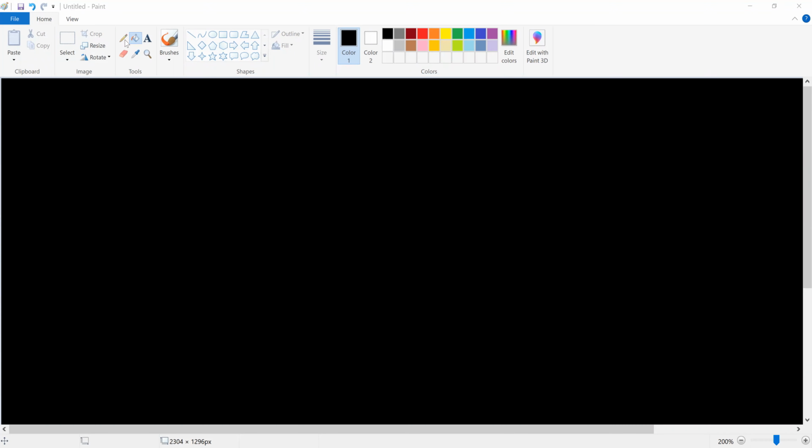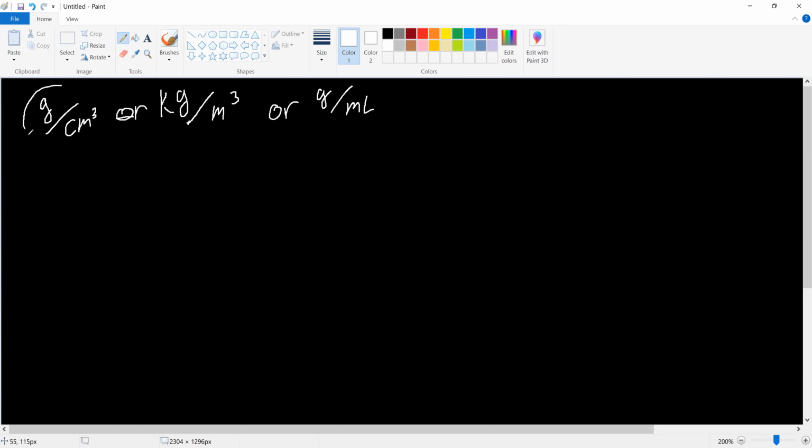So what if we had something such as, let's say, density? Density is always in terms of grams per cm cubed, or kilograms per meters cubed, or grams per milliliter, which by the way is the same exact thing as these. These are equivalent.